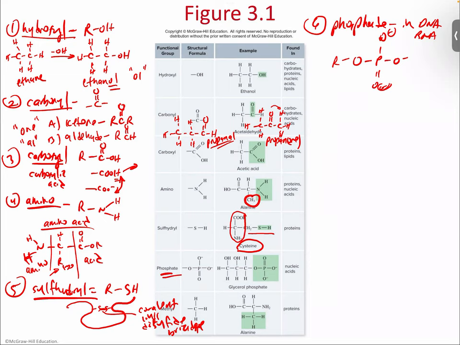So oftentimes phosphates tend to be associated with negativity. They tend to be negative in nature, in charge. I typically abbreviate them as a P in a circle. And you'll see this in nucleic acids. So you see phosphates as part of the construction of nucleic acids.